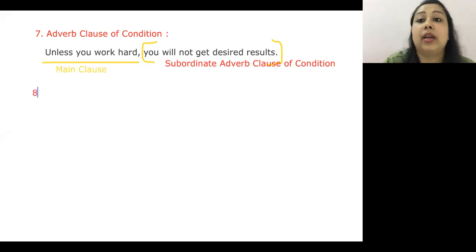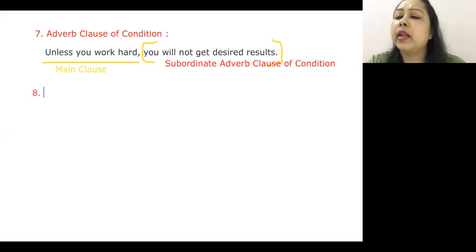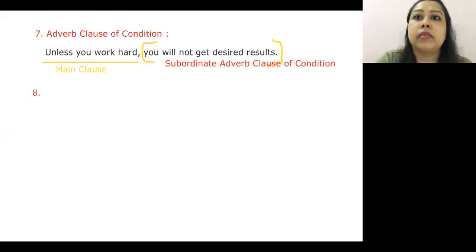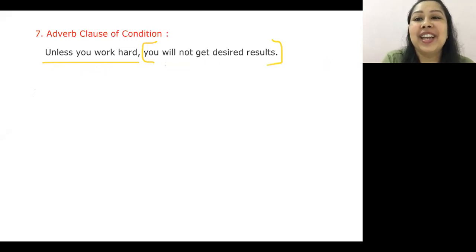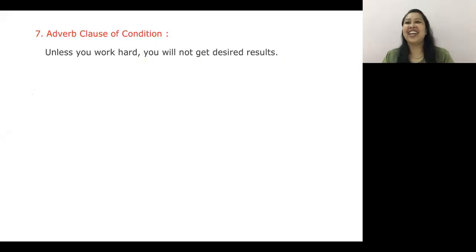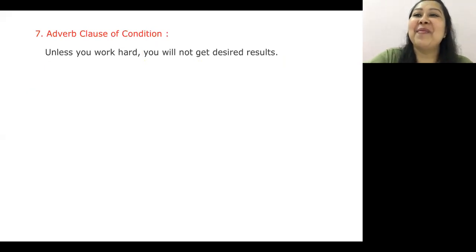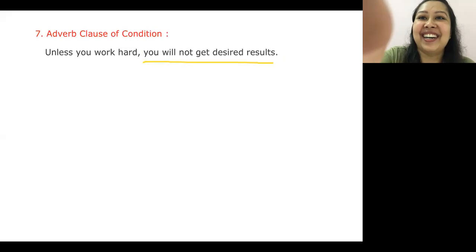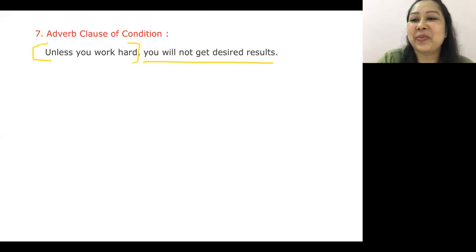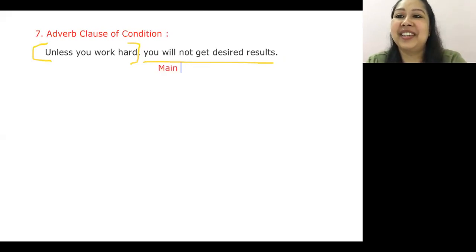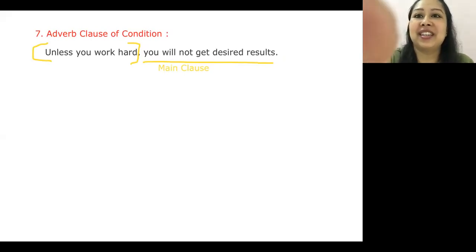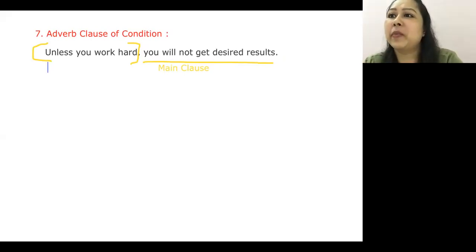Eighth one. Again, easy to understand. Oops, I wrote it. Very good. Students, you did not check what I wrote. Okay, good. Well aware. This is my main clause, correct. I thought students are sleeping. This is main clause. And this becomes my subordinate.